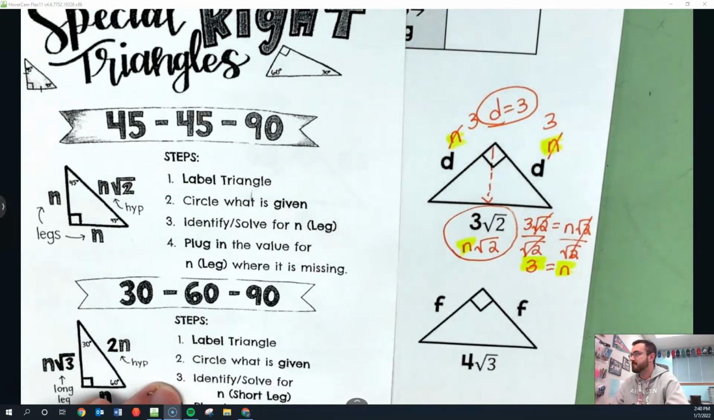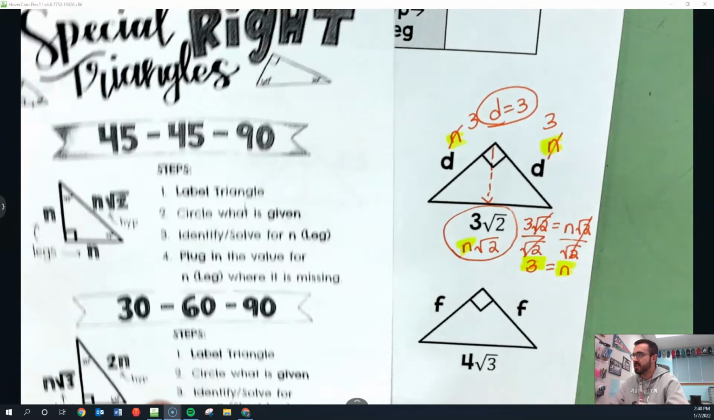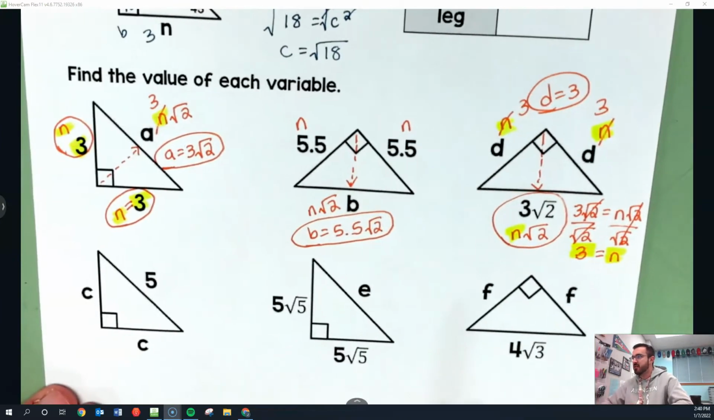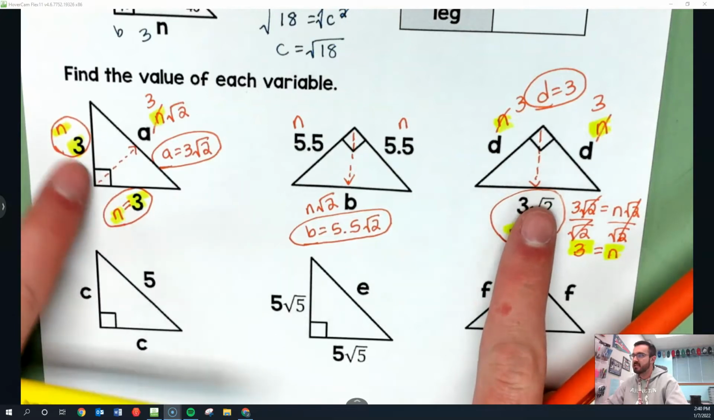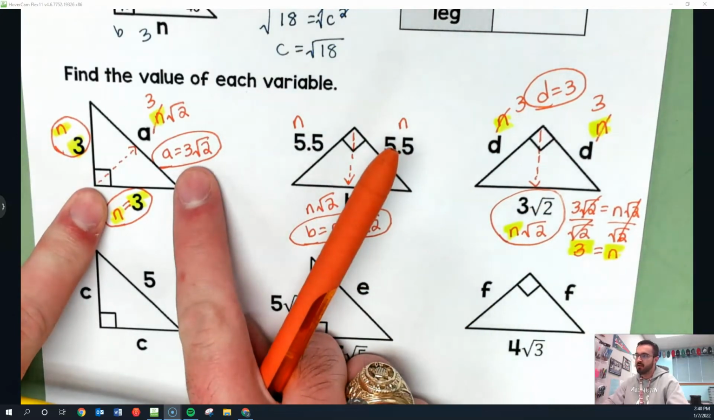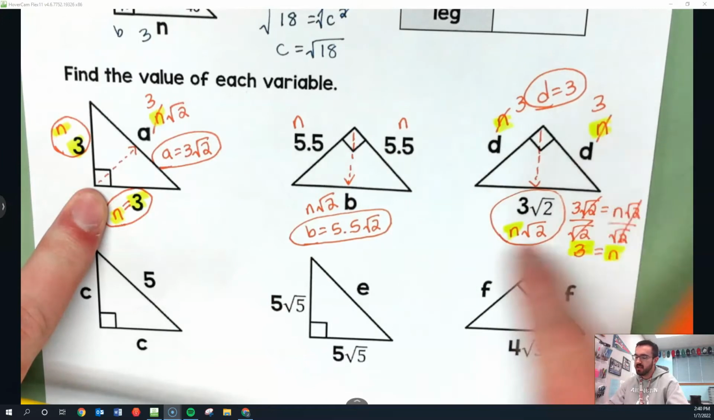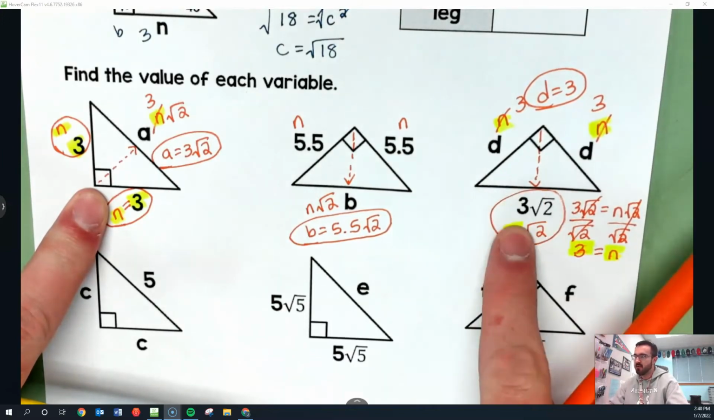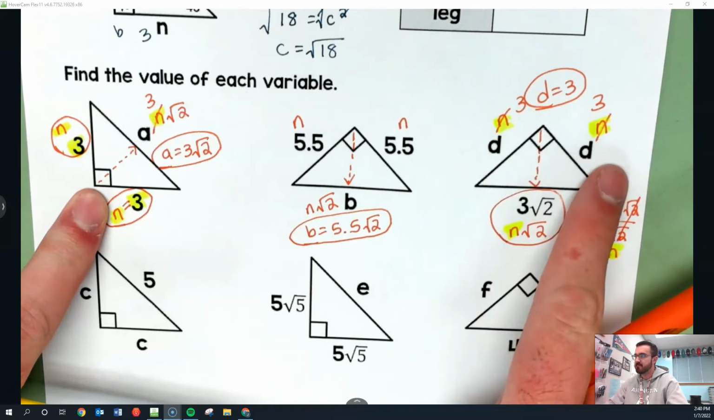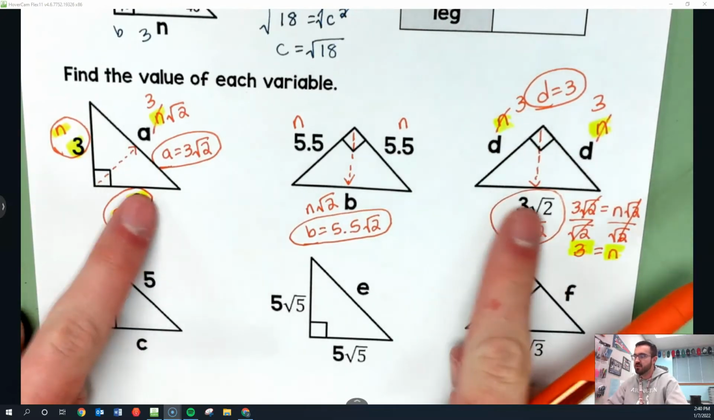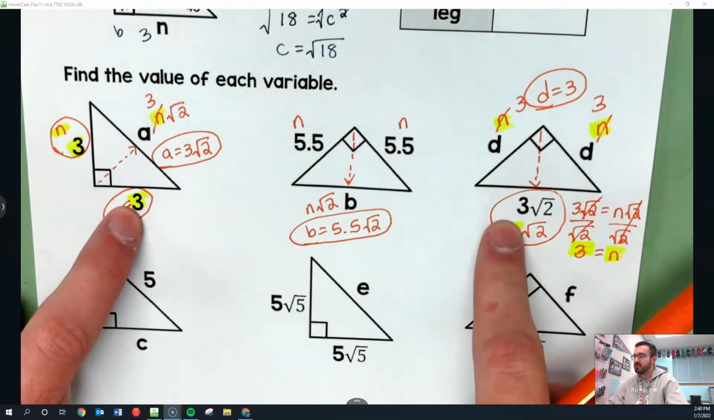Both the d's are 3. Okay. So as you can see, these two triangles are identical. In this one, they gave you the legs, and you had to figure out that the hypotenuse was 3 root 2. In this one, it was backwards. They gave you the hypotenuse, and you had to figure out that the legs were 3. Got it? So these two triangles are the same thing, it's just backwards.